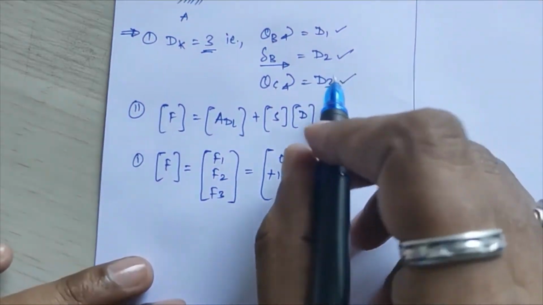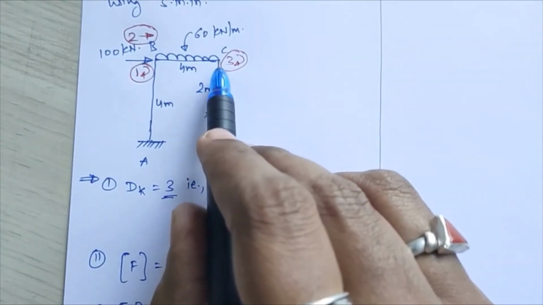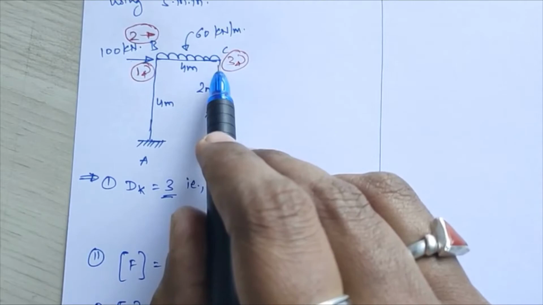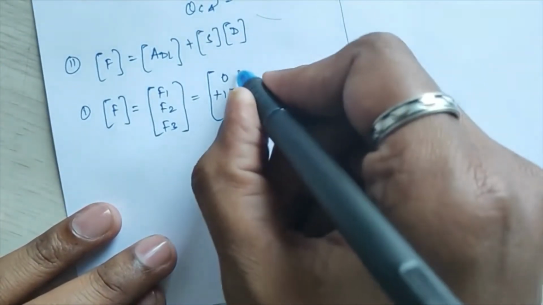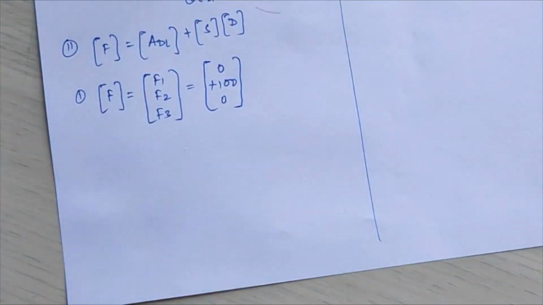Okay, next is F3, that is you have to see the corresponding moment acting at your joint C. No, there is no moment, so again your F3 will also become 0. So the F matrix I am getting as F1, F2, F3 as 0, 100 and 0.